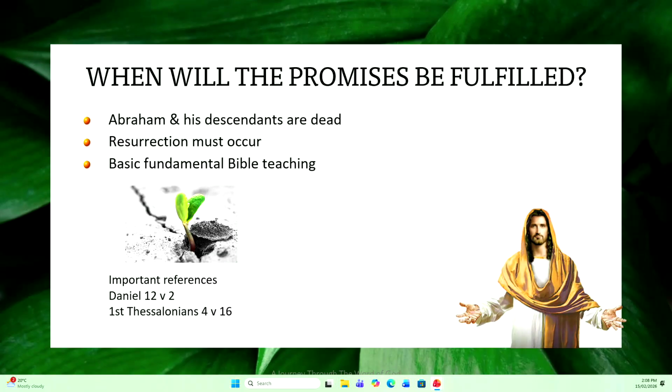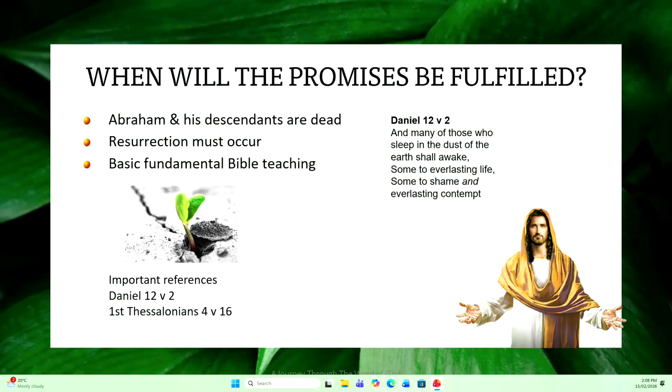People that are dead in the ground will be raised from the dead at the return of Jesus. And that's a fundamental teaching not just in the New Testament, but also in the Old. One example in the Old Testament is Daniel, who says that many of those who sleep in the dust of the earth shall awake, some to everlasting life, some to shame and everlasting contempt. We'll look more at that in week 8 of this series.